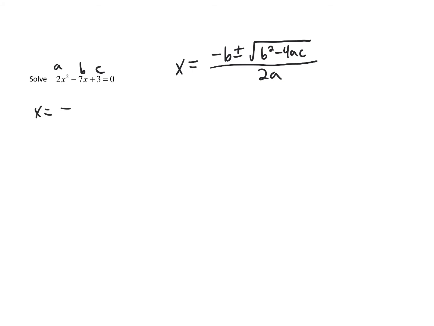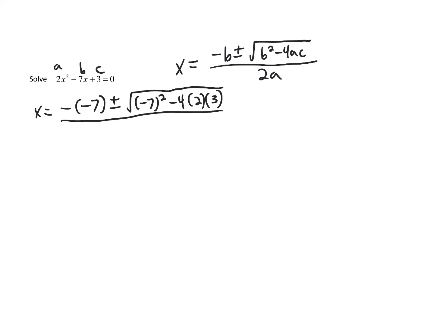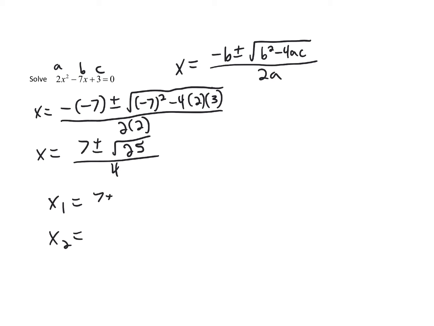So x equals negative 7 plus or minus the square root of negative 7 squared minus 4ac all over 2a. We can simplify. 7 plus, underneath the root simplifies to 25 all over 4. So we'll have two x's, one for the plus and one for the minus. The first one we get 3, the second one we get 0.5. So our answers are x equals 0.5 and x equals 3.